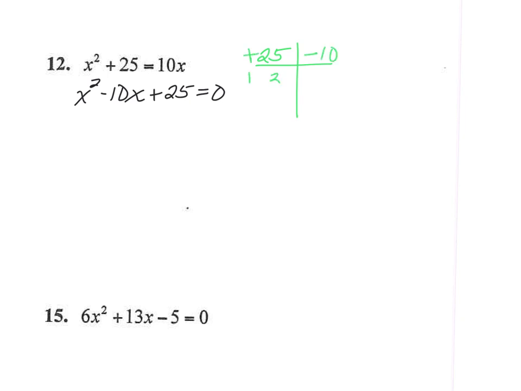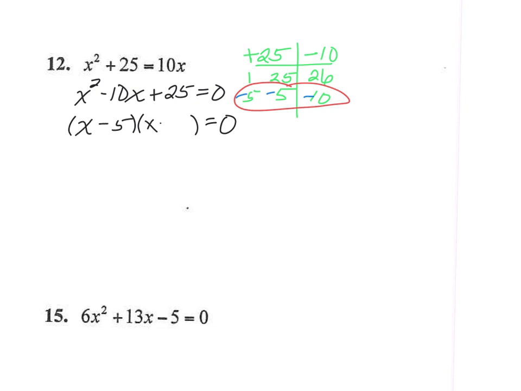So 1 and 25 add to give us 26. 2 doesn't go in there, 3 doesn't go in there, 4 doesn't go in there, but 5 does. So 5 times 5, and those add to give us 10. We want our 10 to be negative, so the bigger of the two carries the sign. Well, they're both the same, so they both carry that negative. And so your two binomials, x squared is x and x, and then minus 5 and minus 5.